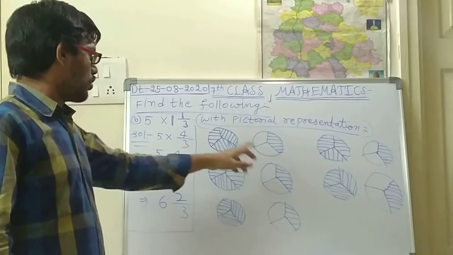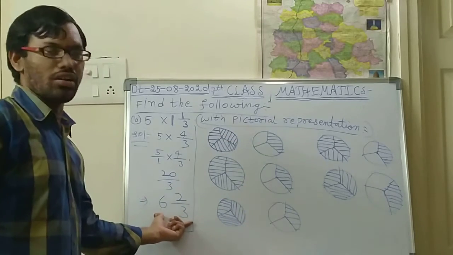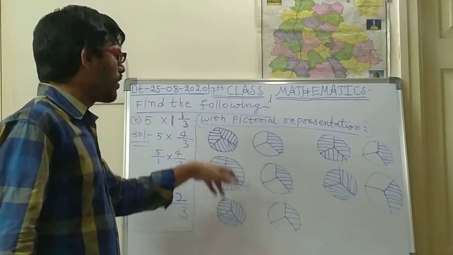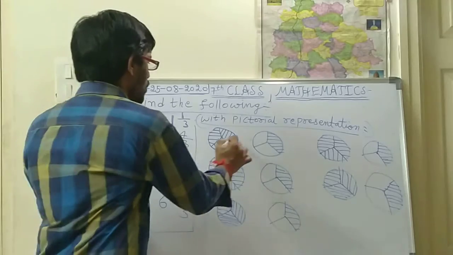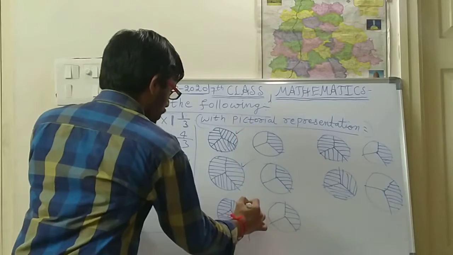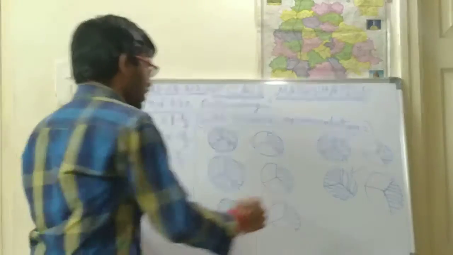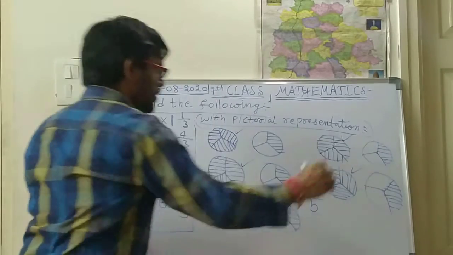So for this you should get this answer. First, totally how many full shades are there, you count. So 1, 2, 3, 4, 5. So 5 full shades are there.